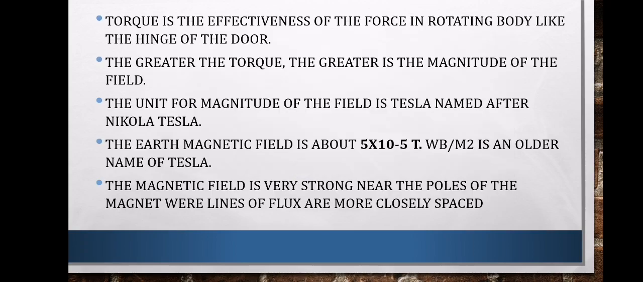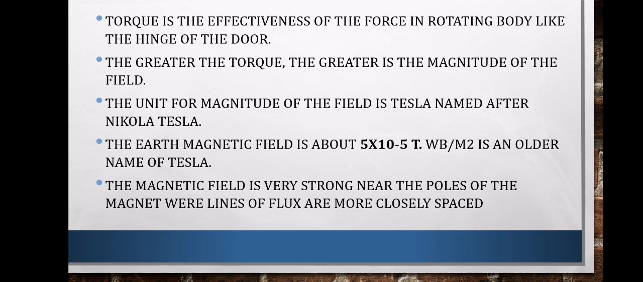Now, at this time, I want you to focus on the following facts related to torque and magnetic field. Number one, torque is the effectiveness of the force in rotating a body, like the hinge of the door. In our case, the rotation of the needle of the compass. Number two, the greater the torque, the greater is the magnitude of the field. Number three, the unit for magnitude of the field is Tesla, named after Nikola Tesla, a great scientist. Then number four, the Earth's magnetic field is about 5 times 10 raised to negative 5 Tesla.